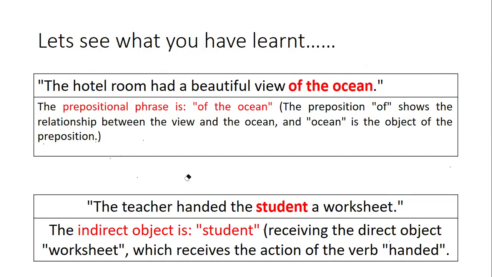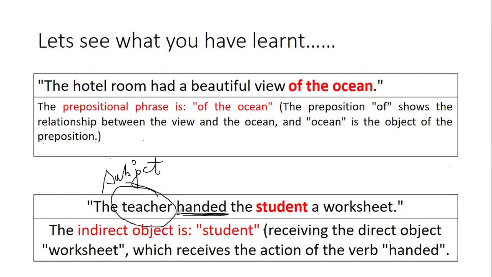The teacher handed the student a worksheet. Who is the main character of this statement? Teacher, subject. And "the teacher" means we are talking about a particular teacher. The sentence could be "a teacher handed the student a worksheet," so "a" means any teacher. But since we are talking about "the teacher," it is a particular teacher. Teacher is our subject.